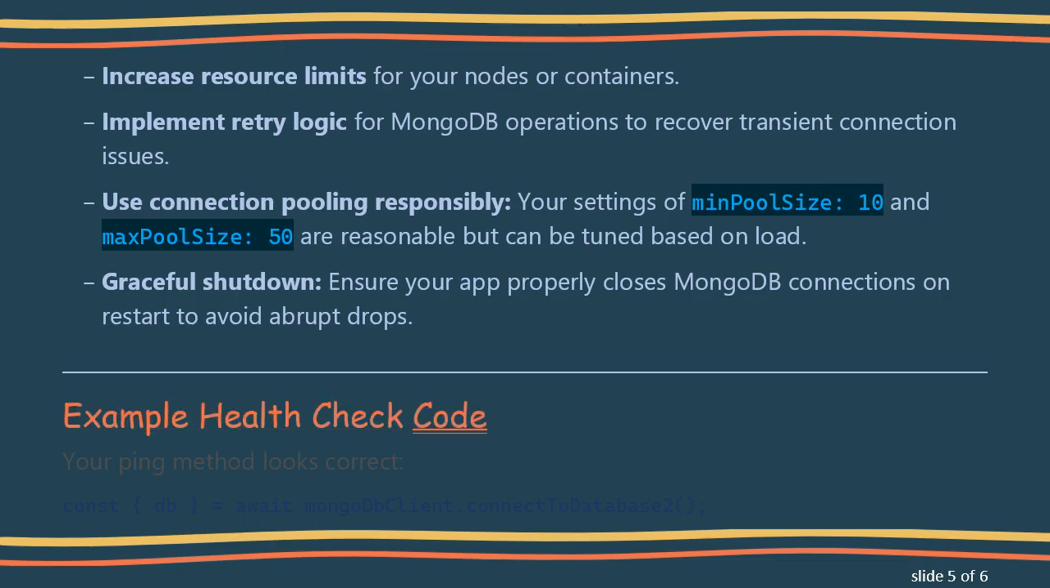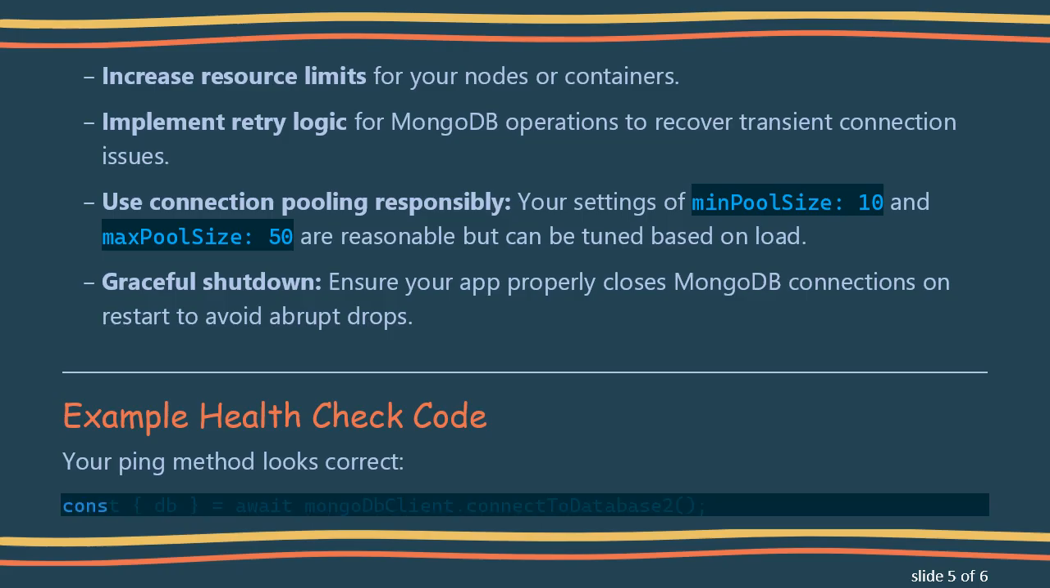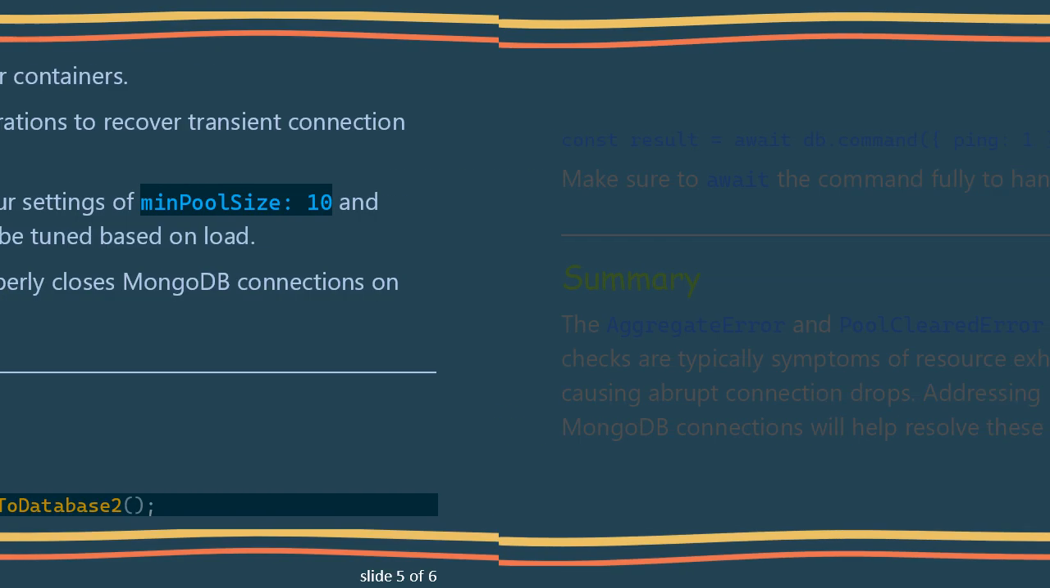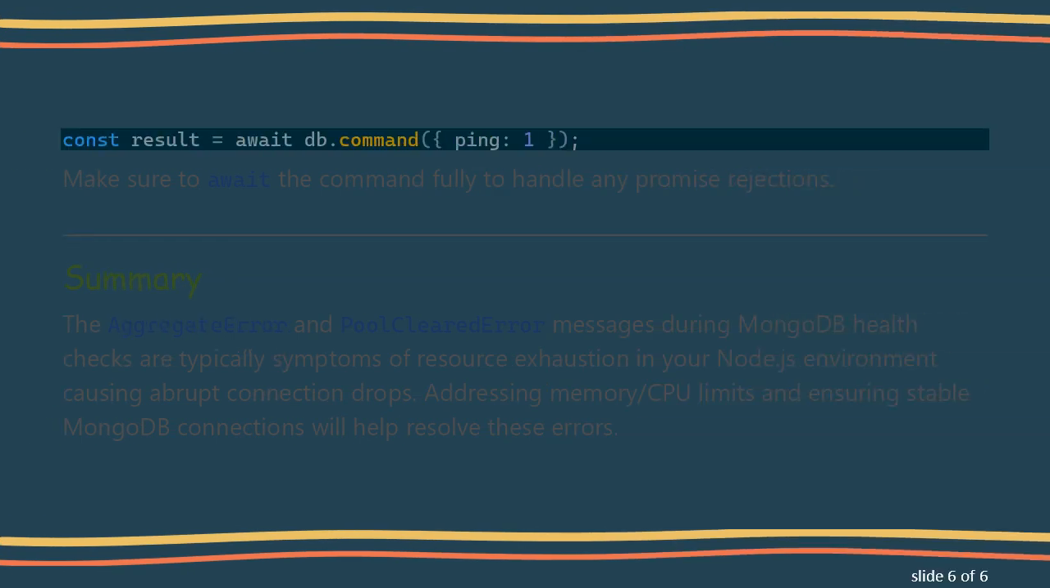Example health check code. Your ping method looks correct. Make sure to await the command fully to handle any promise rejections.